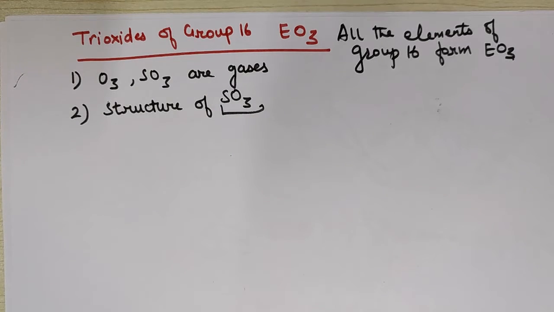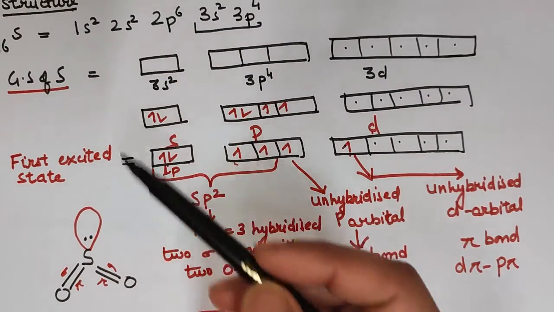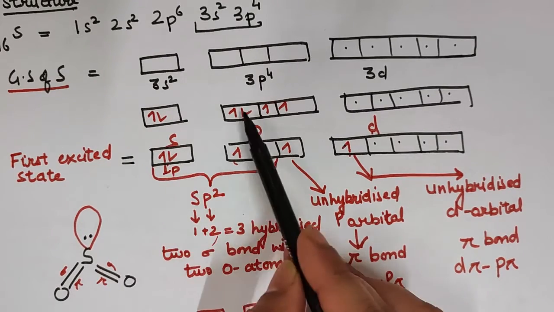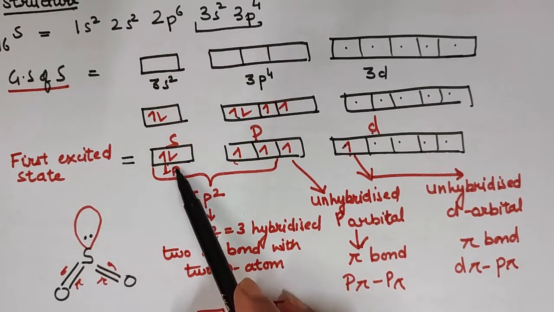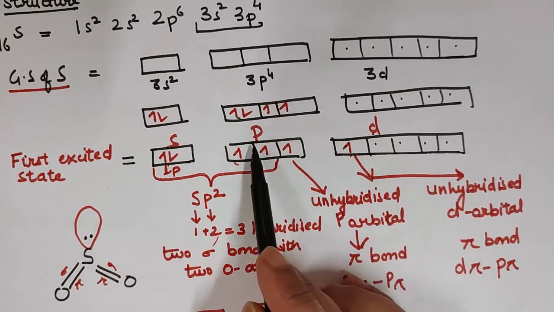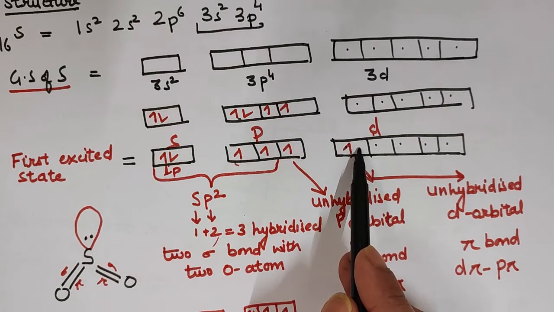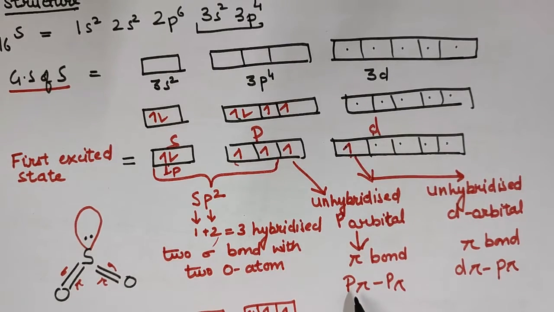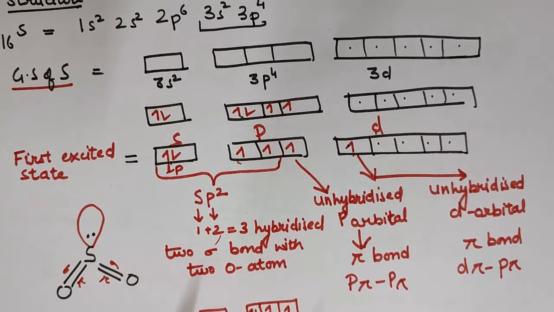Sulfur dioxide we have already done, and in case of sulfur dioxide, what was there? The ground state electronic configuration of sulfur was 3s2 and 3p4. For the first excited state, one of the electrons from p orbital is excited to the d orbital. In this way, as a result, we were having two types of pi bond. One was p pi and the other was d pi bond, and sp2 hybridization was there.